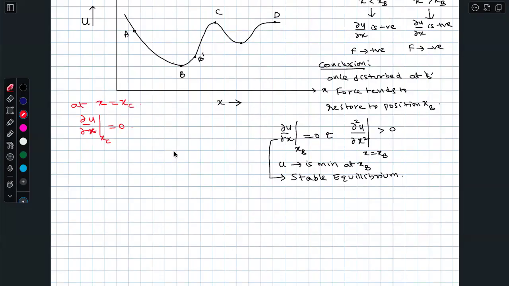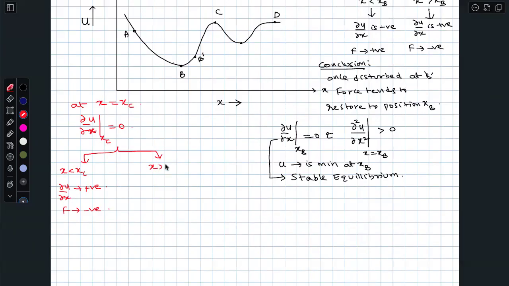But the issue is, same discussion we will do. X less than XC, what is happening? Dou U by dou X is positive. So force is negative, which means you disturb at C, shift slightly to the left of C, it never returns back to C. Why? Force is leftwards. Understood? Okay. What about the other case?